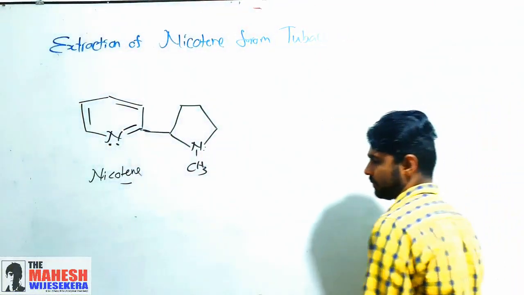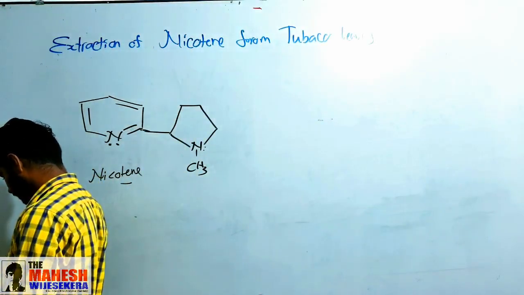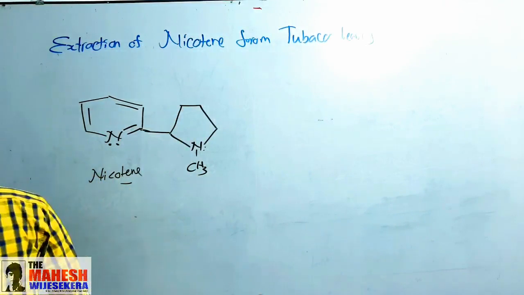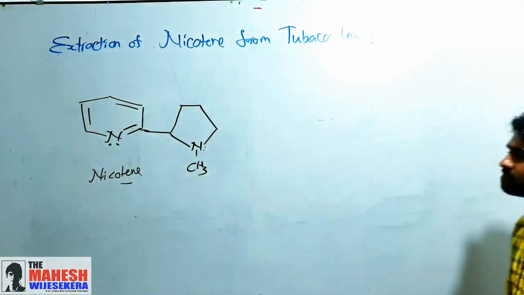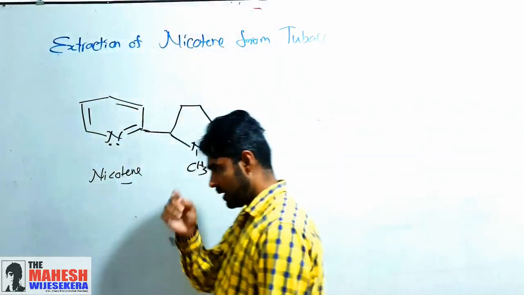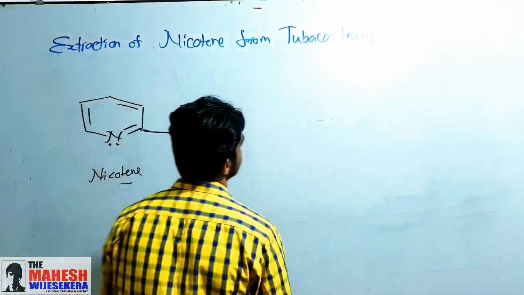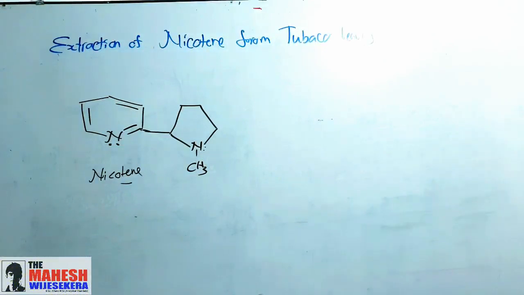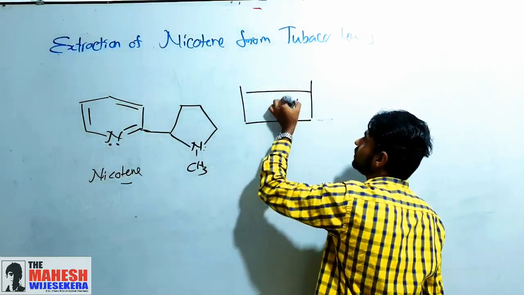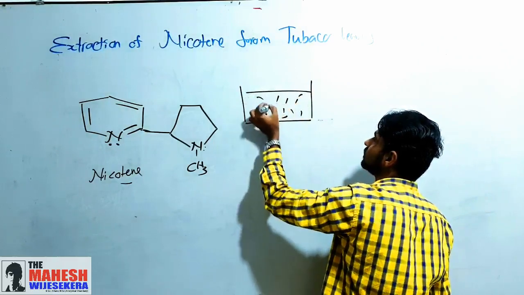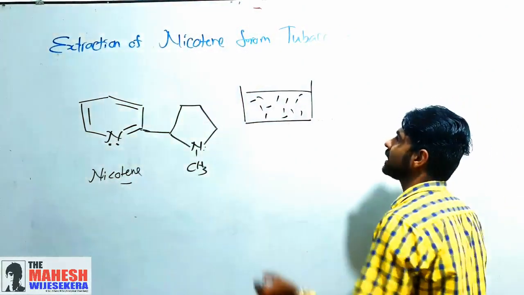Add sodium hydroxide. Next point. Add sodium hydroxide into the resulting solution so that the salt will again convert into nicotine.